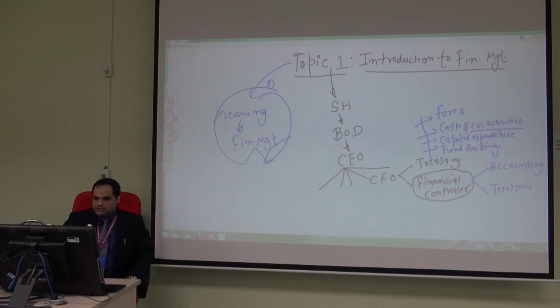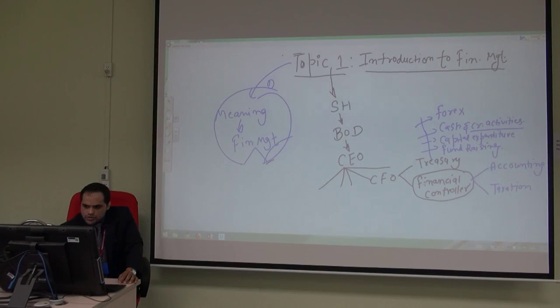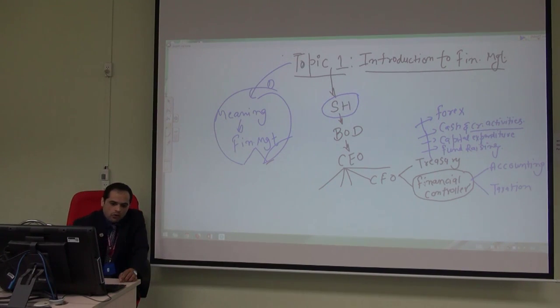So that's all about the structure of the organization. After learning about structure, we move on to the next learning outcome, which is the goal of the firm or the goal of the organization.